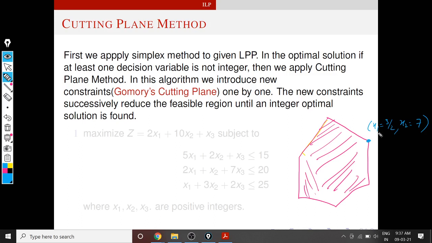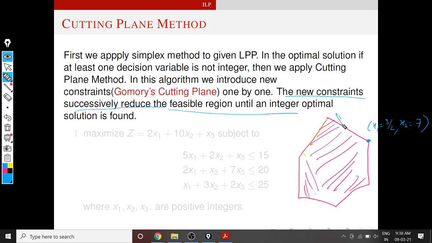Okay, so we have to find a new integer solution. So what is our algorithm? The algorithm works by introducing new constraints successively, which reduces the feasible region until an optimum solution is found. That means we are going to introduce a new constraint.